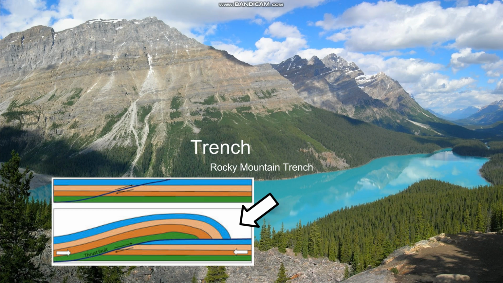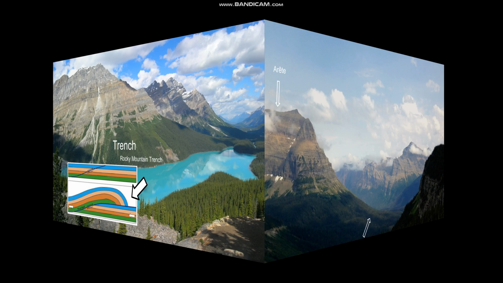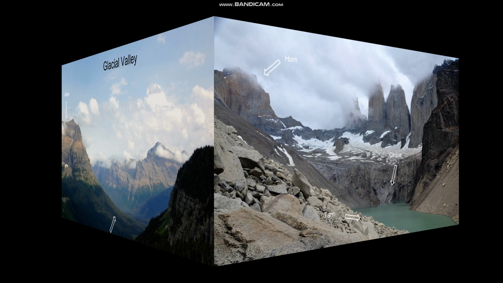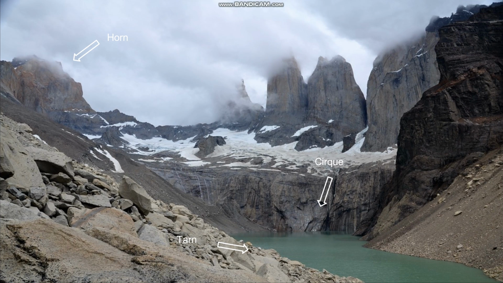In addition to the thrust faults, most of the belt series have been carved by glaciers, which creates U-shaped glacial valleys and other glacial features such as horns, arêtes, cirques, and tarns. Examples of these can be found in Glacier National Park, which makes up most of the belt series. The glacier that carved the belt series ended during the tail end of the Pleistocene era.